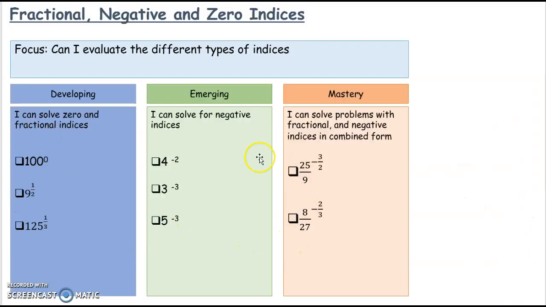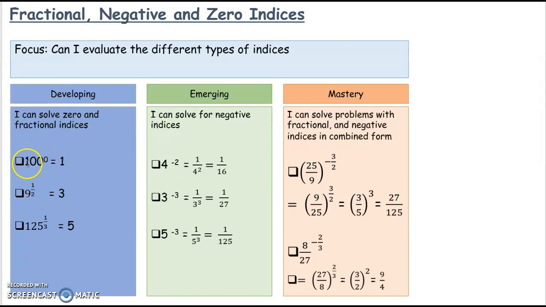Here are some questions for you to try. Pause it if you want to have a go. Here are the answers. Anything to the power of 0 is 1. The square root of 9 is 3. The cube root of 125 is 5. For these ones, you do the negative first, which flips it, then you do the square. So in this case, 1 over 16, 1 over 27, and 1 over 125.